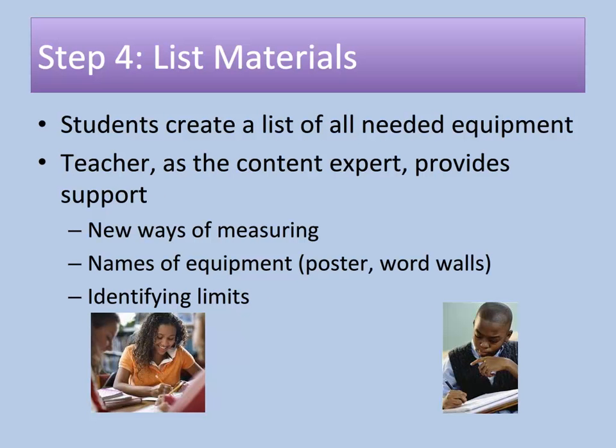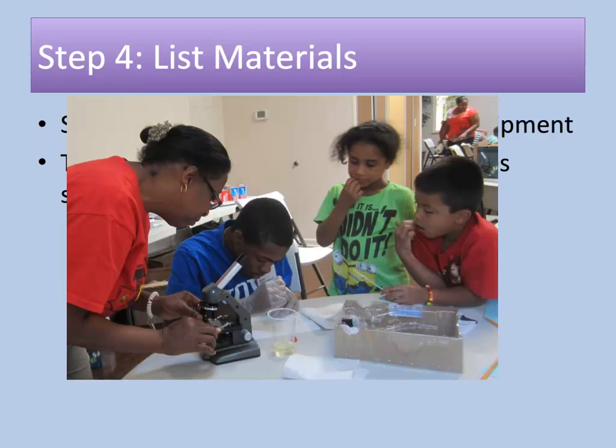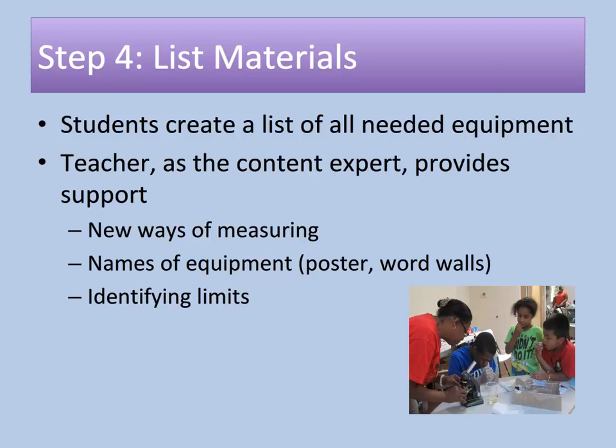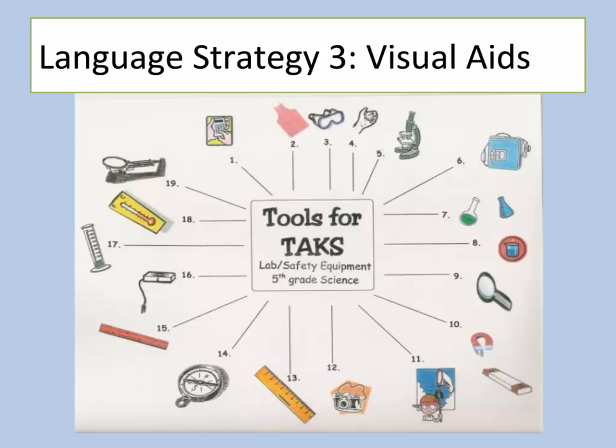Along with writing a procedure, students should eventually be able to make their own materials list. The teacher's job as a content expert is to decide the right level of support. Students might need suggestions for new ways of measuring, with demonstrations if you're suggesting a method not already used during the initial observation experience. They might need help learning or remembering the names of pieces of equipment. They might also need help identifying the limits of what they can and can't do. This leads to our third language strategy for bilingual learners, visual aids.